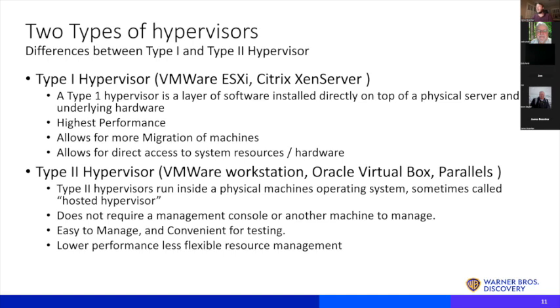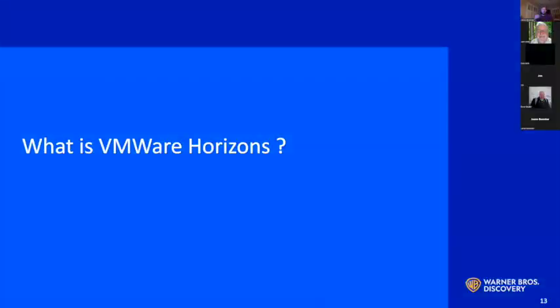Now, type 2 hypervisor is like a VMware Workstation or a VirtualBox. They run on top of an already installed OS like Windows. They don't require really a management console or a vCenter server to manage them. They're super convenient for testing. I was showing Jack a little earlier and Matt how we're doing our DevOps now with type 1 hypervisors. They're lower performance, but a lot of them are free. So you can get VirtualBox for free and start testing and making virtual machines on your local machine right now today.